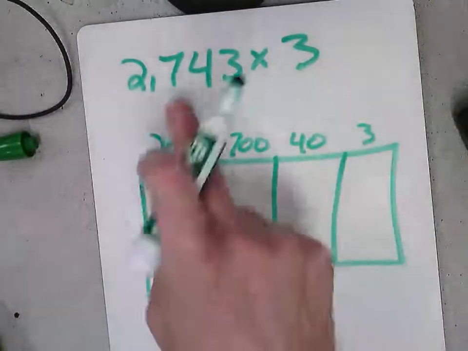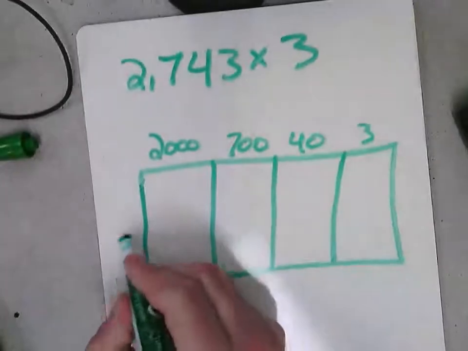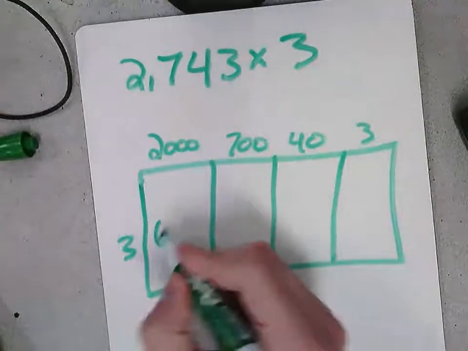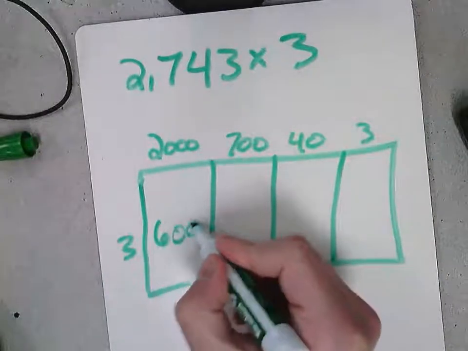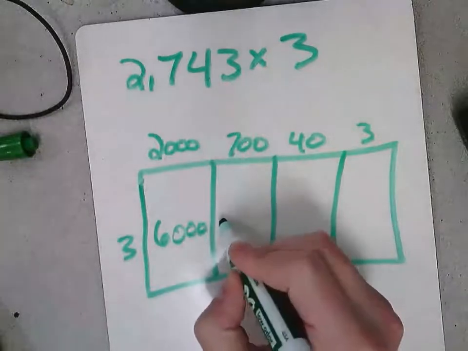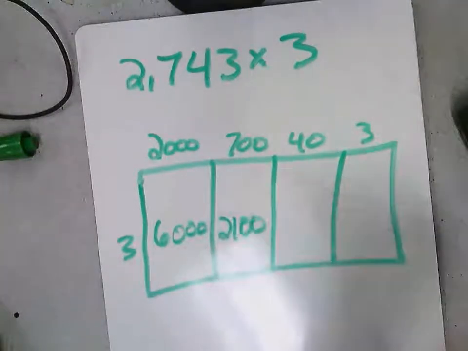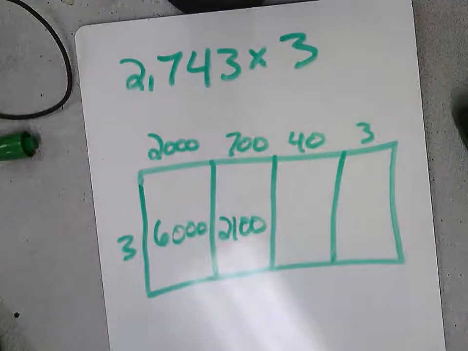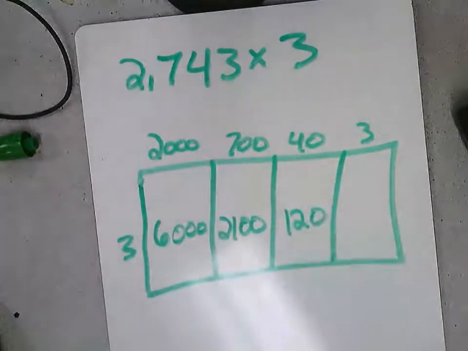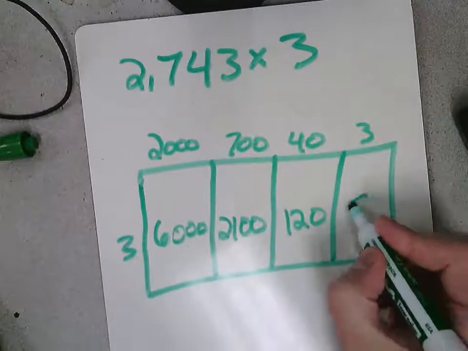2,743 being the expanded form there, and we're going to multiply this by 3. 3 times 2,000 is 3 times 2, which is 6,000, because it's 2,000. 3 times 700s, 3 times 7 is 21 hundreds, or 2,100. 3 times 4 tens, 3 times 4 is 12 tens, or 120. And 3 times 3 is 9.